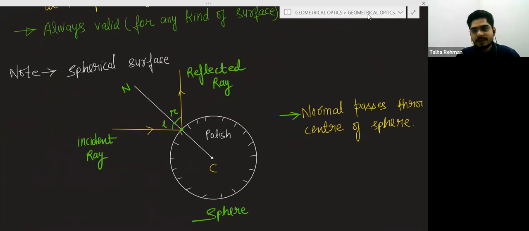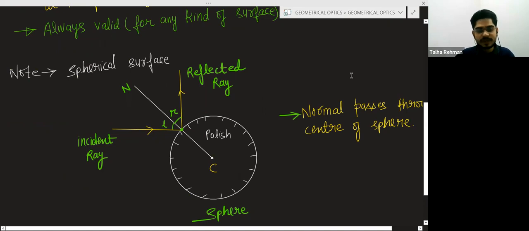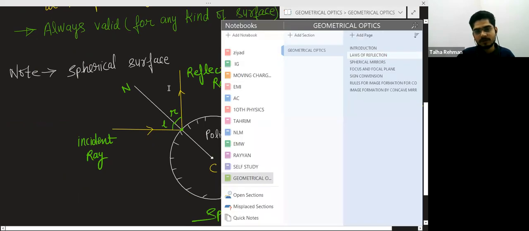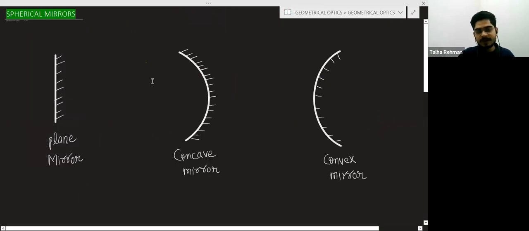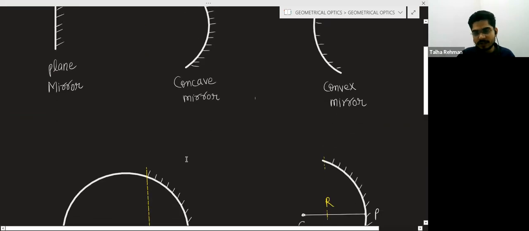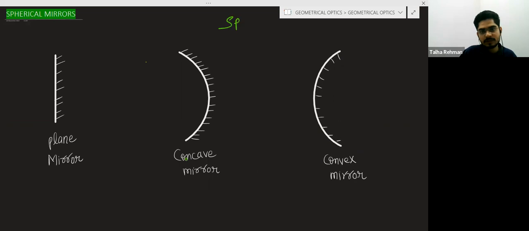After that we have the spherical mirrors. What is the meaning of spherical mirrors? The mirrors which are made from a sphere are spherical mirrors. This is a plane mirror, and concave and convex are the spherical mirrors. This is a concave mirror and this is a convex mirror. We will see how the concave and convex mirrors are formed. Basically this is a plane mirror and these are spherical mirrors.